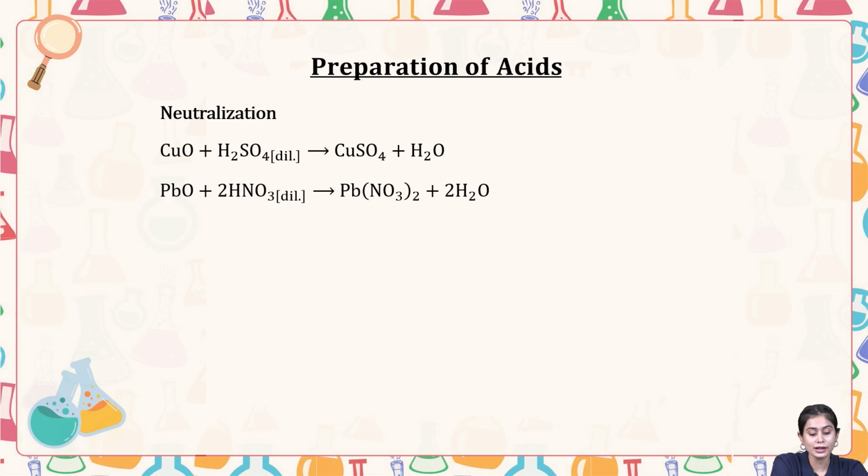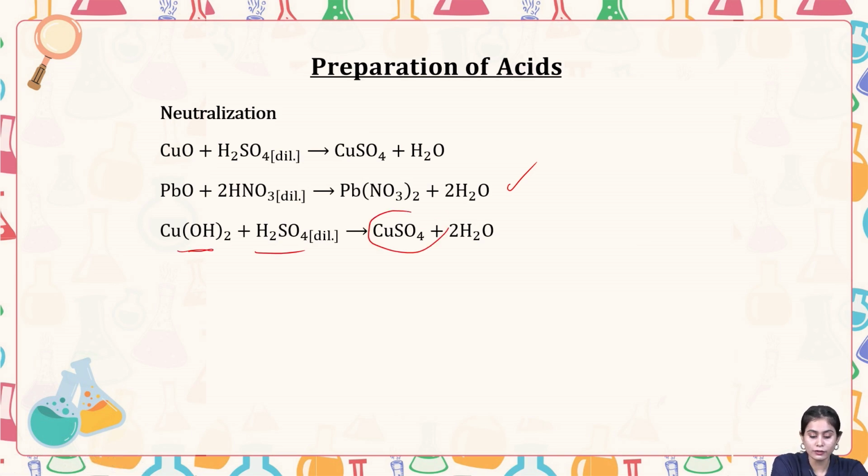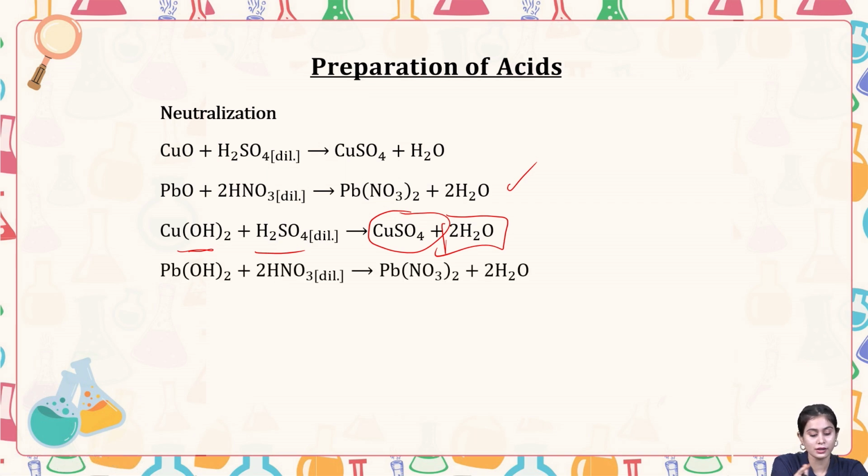Moving on, lead oxide with your nitric acid, what will be formed? Pb(NO3)2, lead nitrate, and H2O, salt and water. Next, copper hydroxide with your H2SO4, sulfuric acid. Salt will be the same, CuSO4, only the number of water molecules will change. So from H2O it is 2H2O. Simple, we saw this reaction earlier as well.